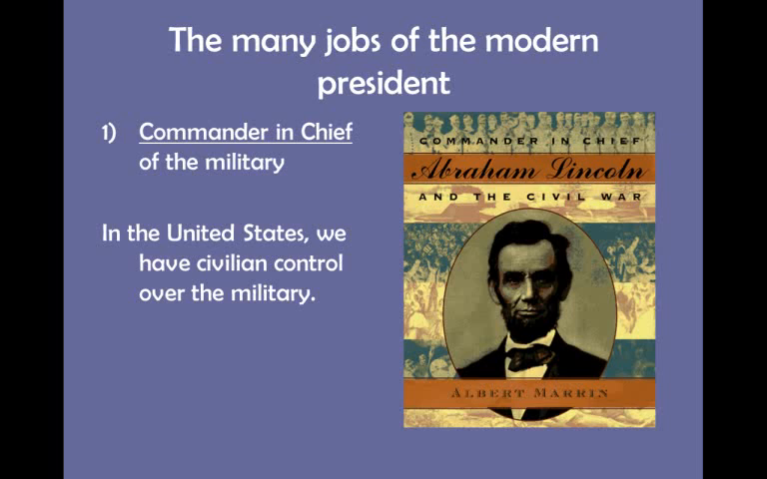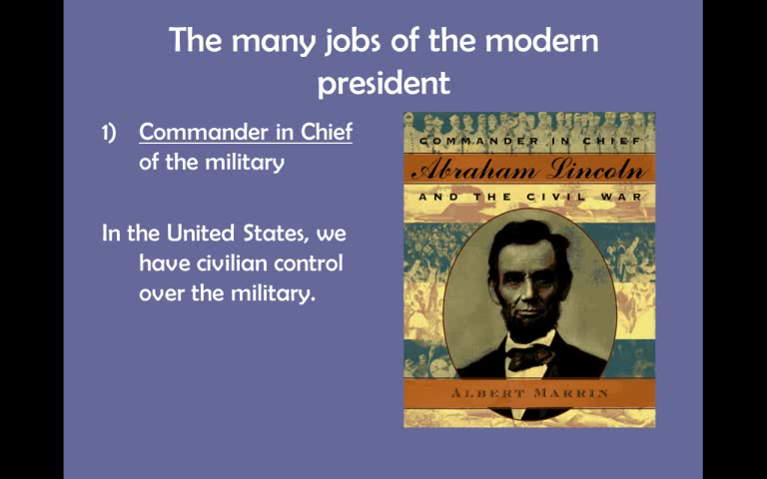The first job of the modern president is to be the commander-in-chief of the military. This is a really important job because the president of the United States is the one who makes all decisions about the military in terms of when and how to use the military in certain circumstances. All of the generals in the different branches of the military answer to the president, and although war is declared by Congress, the president decides how to use the military if we are in a declared war. This is important because in the United States we have something called civilian control over the military.